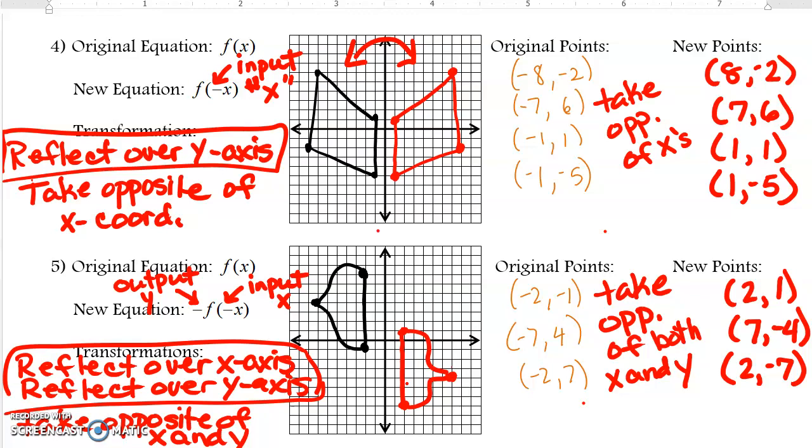So the transformation's happening. 2 different transformations were happening, one for each of those negatives. We reflected over the x-axis because of that outside negative, changing the y-coordinates. We reflected over the y-axis for the inside negative that was changing the x-coordinates.